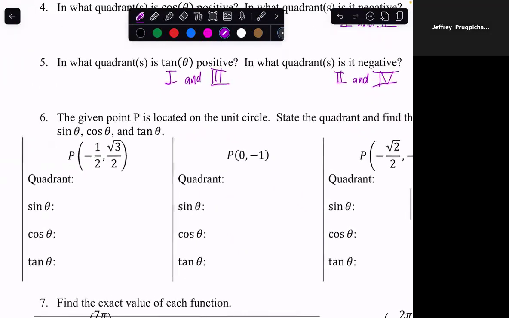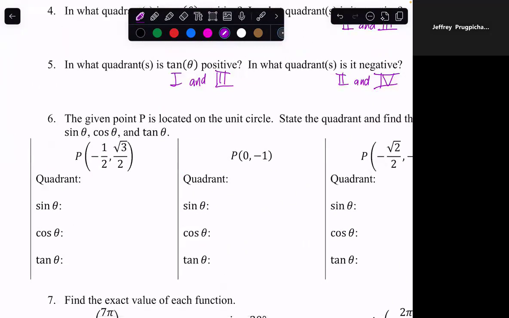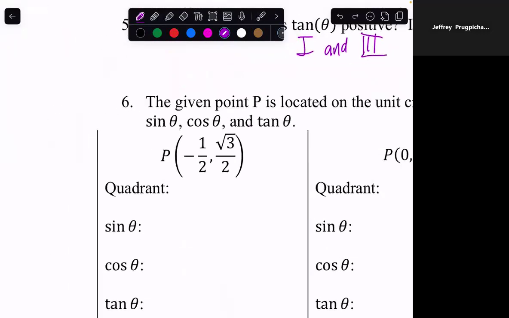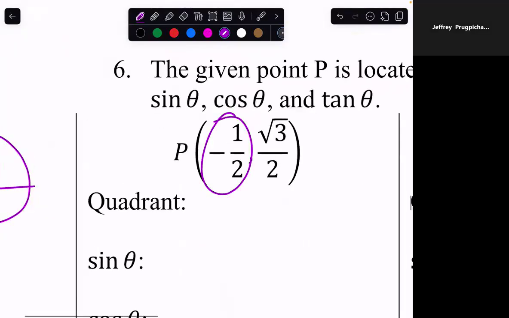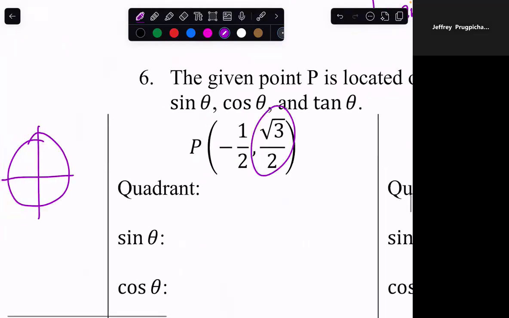Okay, so with that in mind, we're going to do a problem a little bit in reverse now. I'm telling you that this point is on the unit circle. Negative 1/2 means to the left of the origin. Positive radical 3/2 means up. Okay, so that's the point.